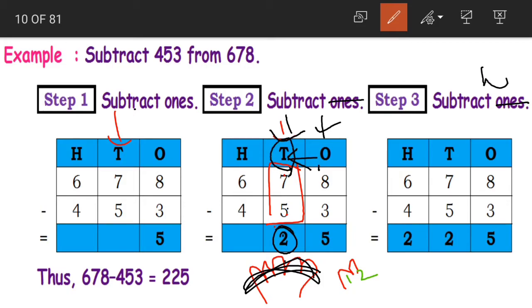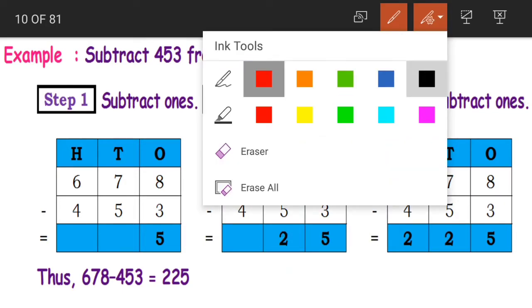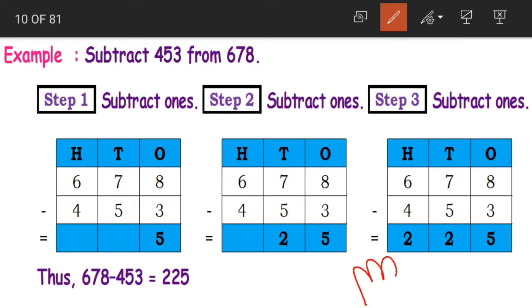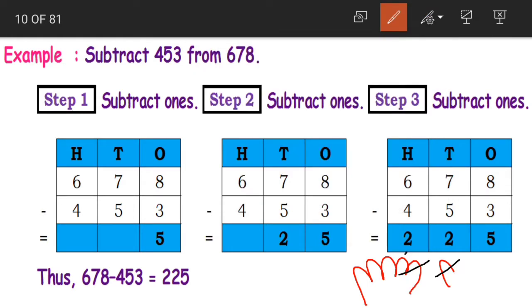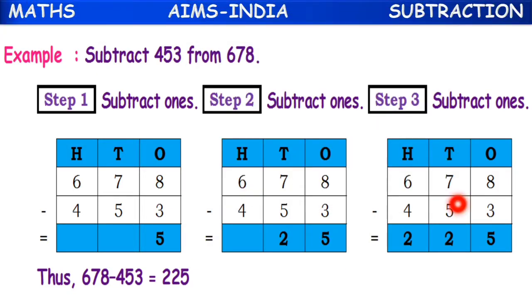Then the last step will be to move on to the hundreds place and then subtract the hundreds. What do we have in the hundreds place? 6 minus 4. Yes children, 6 minus 4. Again, open 6 fingers and then close 4. 1, 2, 3, 4. How many are we left with? We are left with 2 fingers. Yes, we are left with only 2. So 6 minus 4 becomes 2.